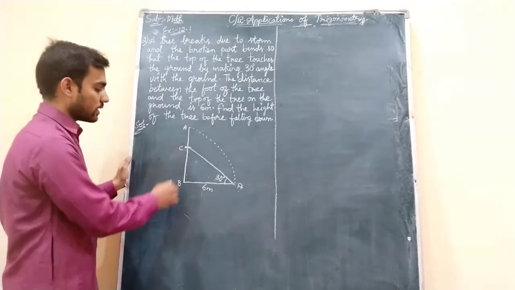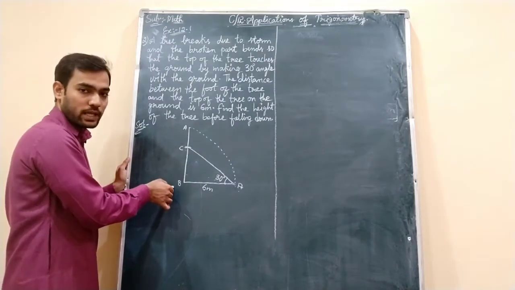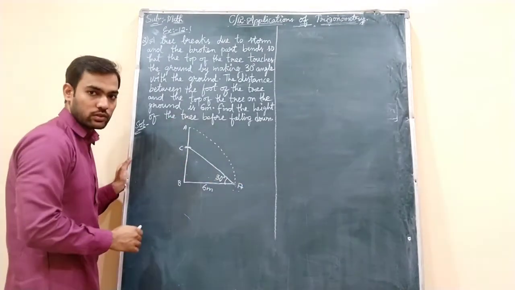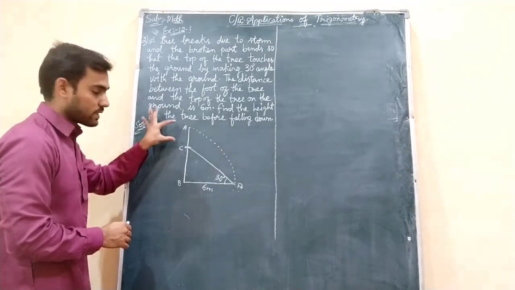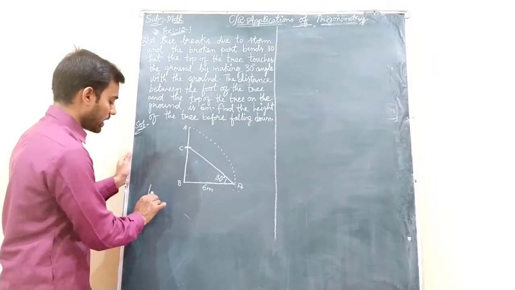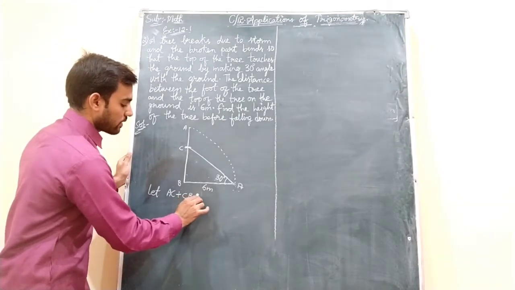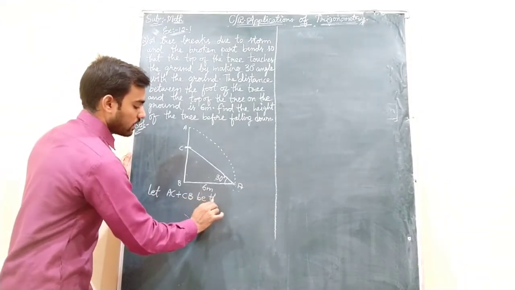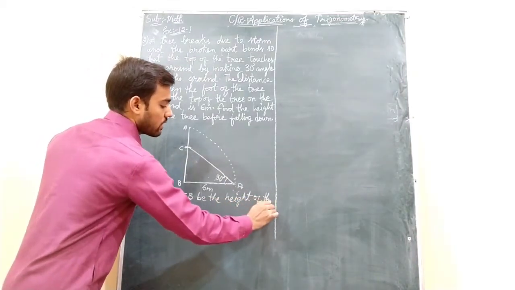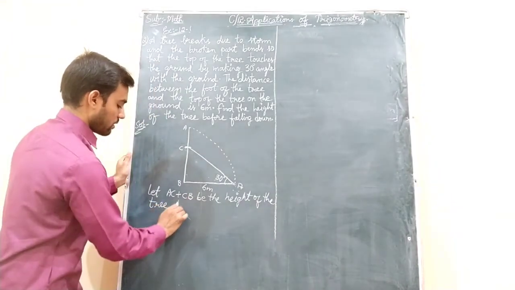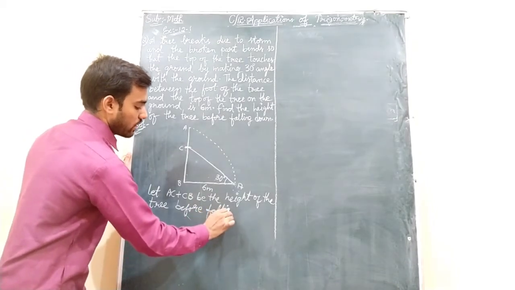Okay. Now we will consider the height of the tree. What was the height of the tree before broken? Don't take it as AB, because this is also AB as the top came down. Okay. So we will take the height of the tree before broken was the addition of these two parts, AC and CB. So that only I write, let AC plus CB be the height of the tree before falling down.